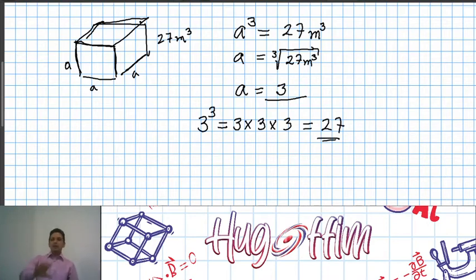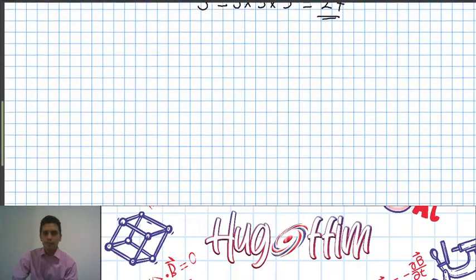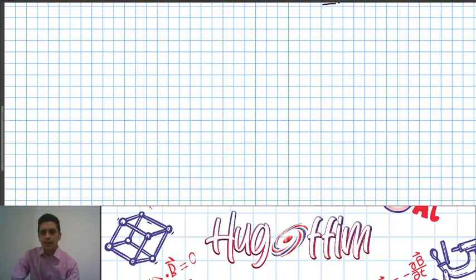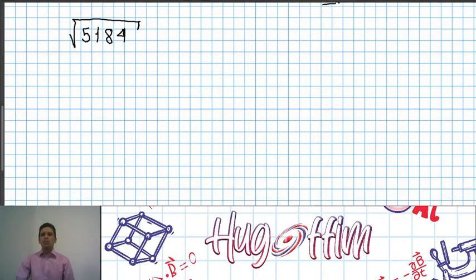Okay? And I'm going to show you strategies to calculate the square root of numbers. So I'm going to show you the strategy with this number. Let's say that you need to find out the square root of 5,184, and you don't have a calculator, you don't have any other device, and you want to find it just by using your mind and your brain.